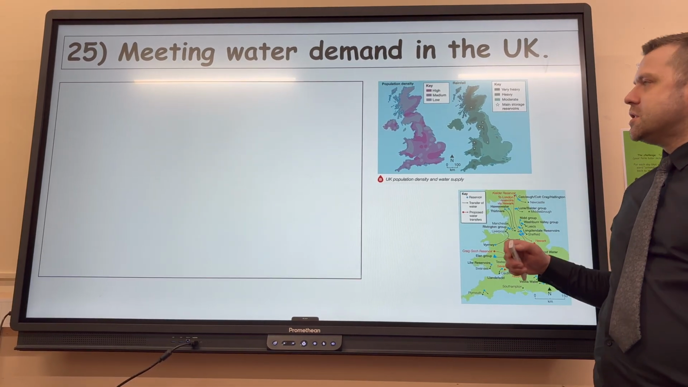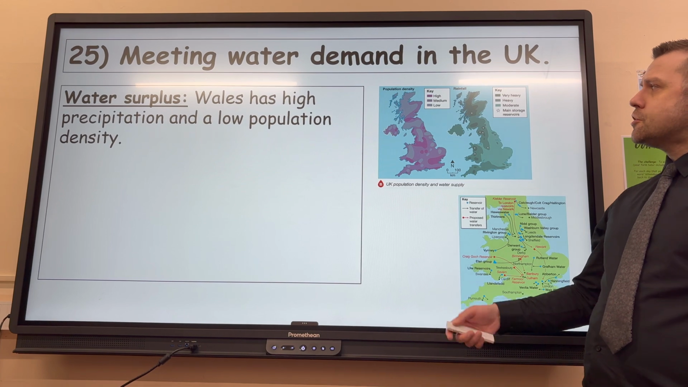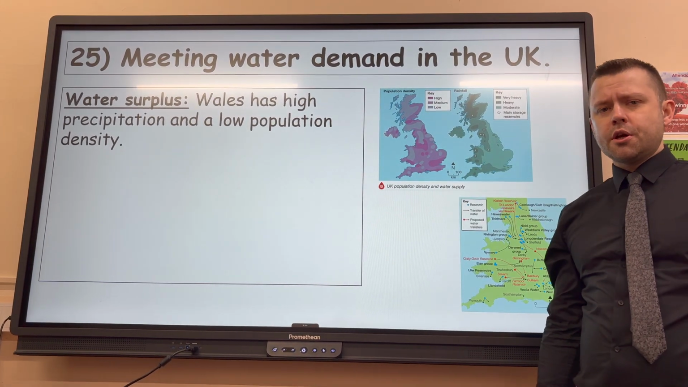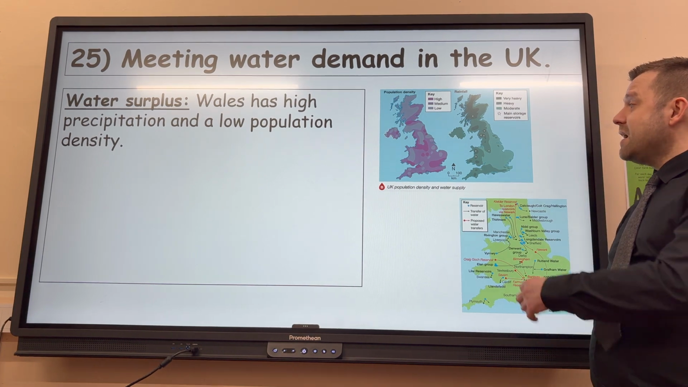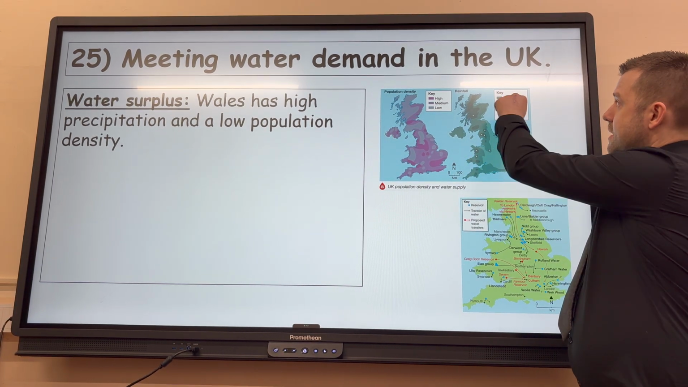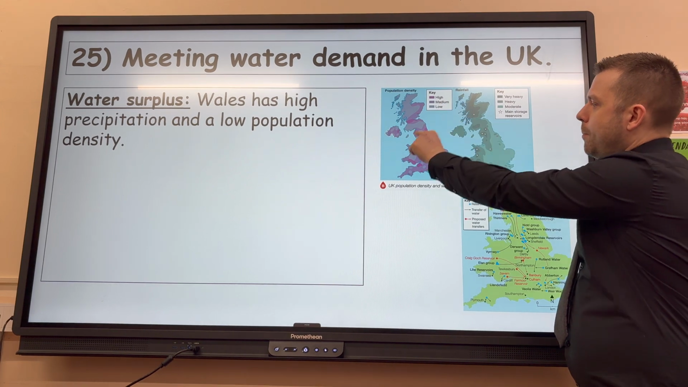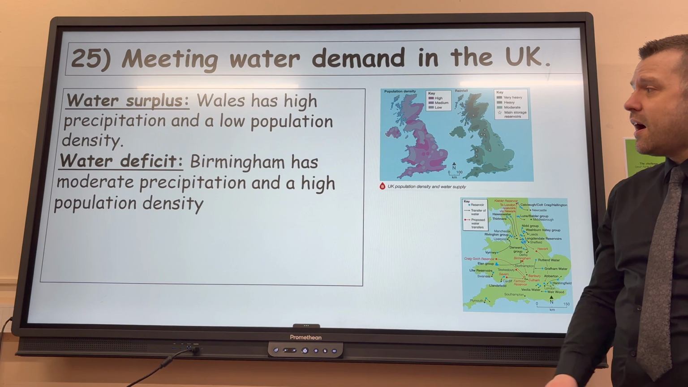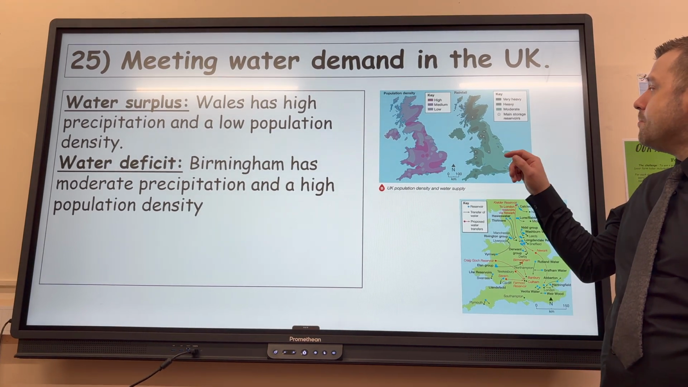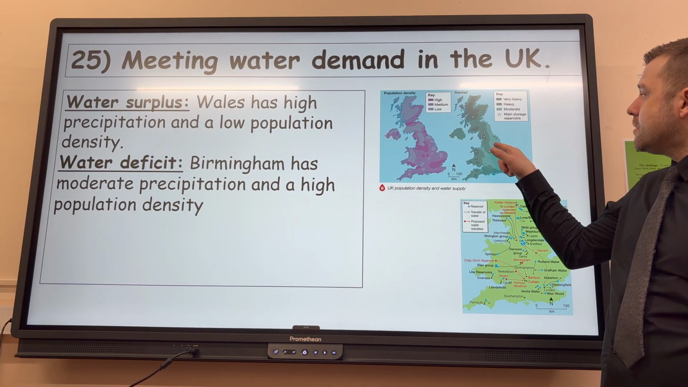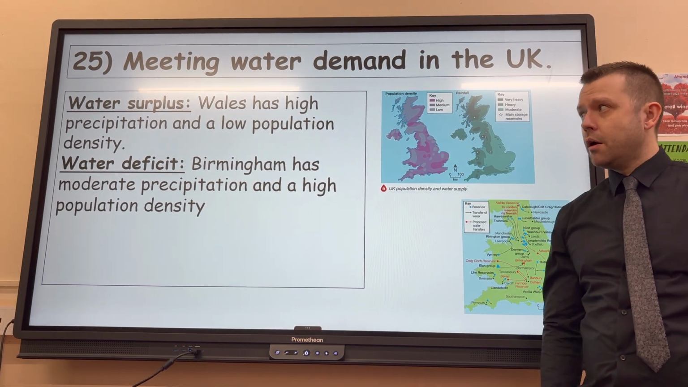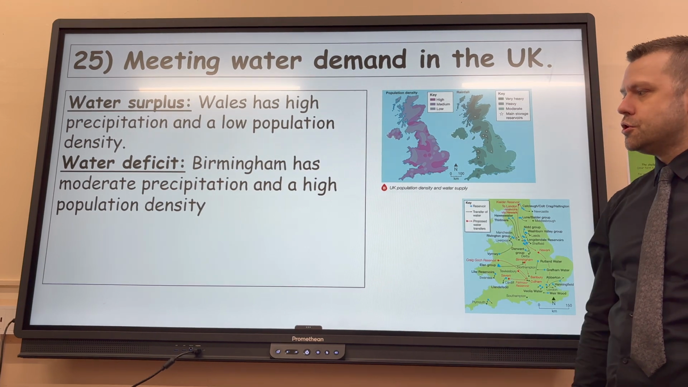25, meeting water demand in the UK. So, in the UK, we have got Wales with a water surplus. This is because it rains a lot in Wales, as we can see here, very heavy rainfall, but the population density is generally very low. However, the water deficit is in Birmingham, and as you can see, the rainfall is moderate, but the population density is very high. This leads to a deficit or a shortage of water.